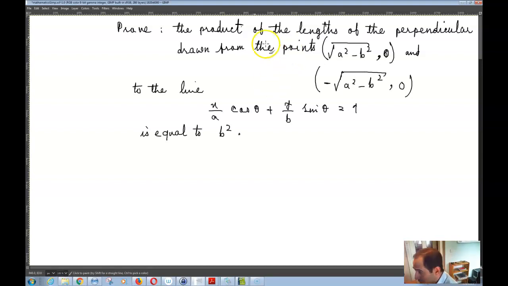So now the problem is that this b squared is the product of the lengths of the perpendiculars drawn from these 2 points to this line.